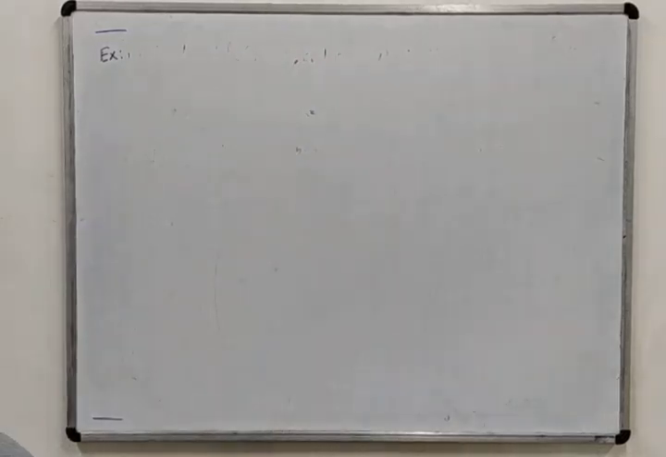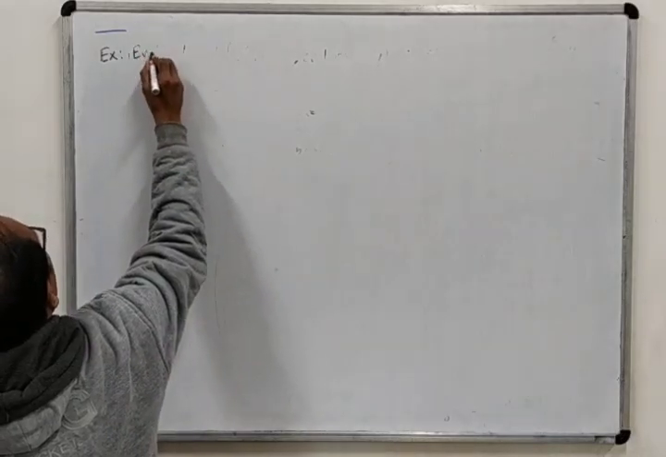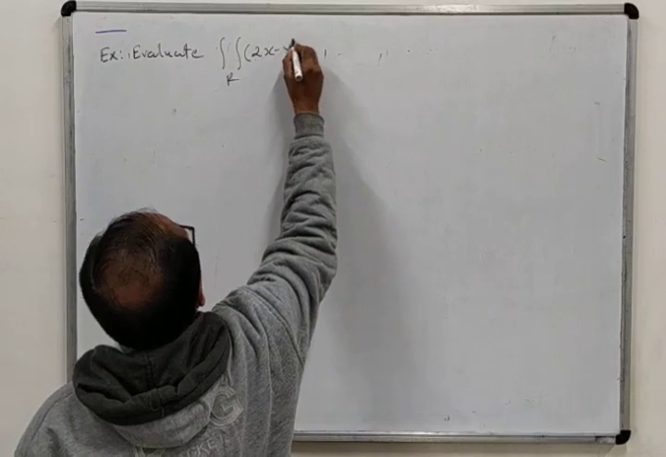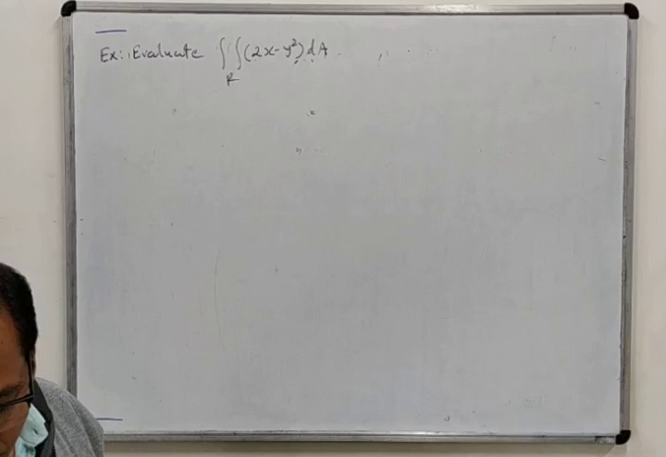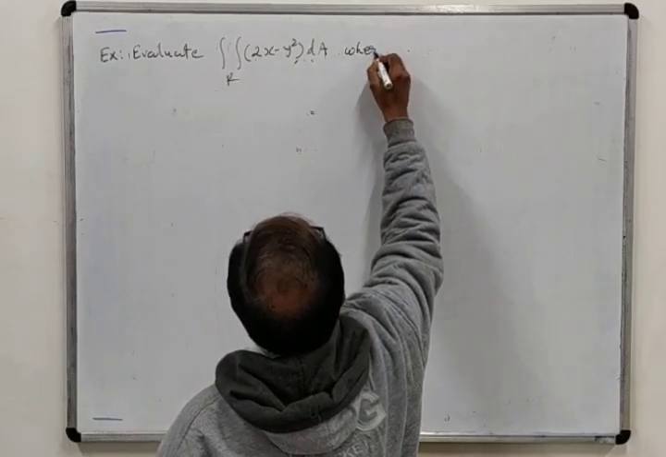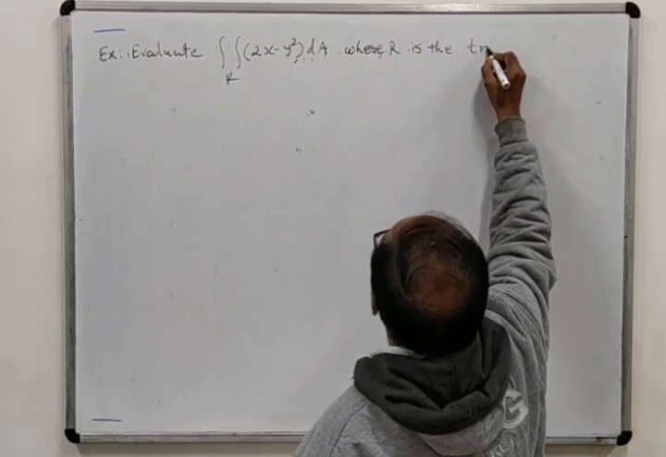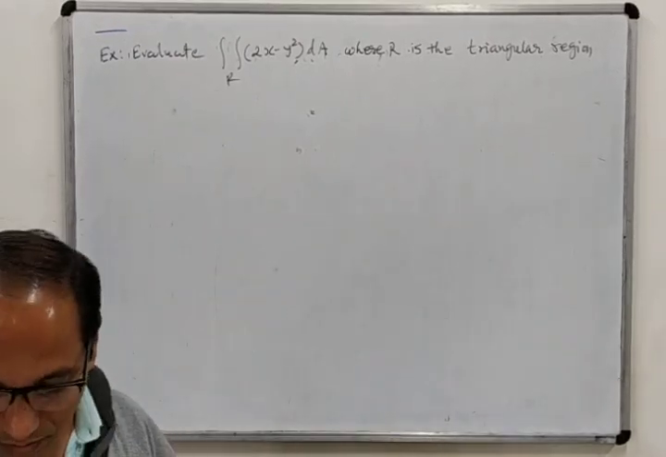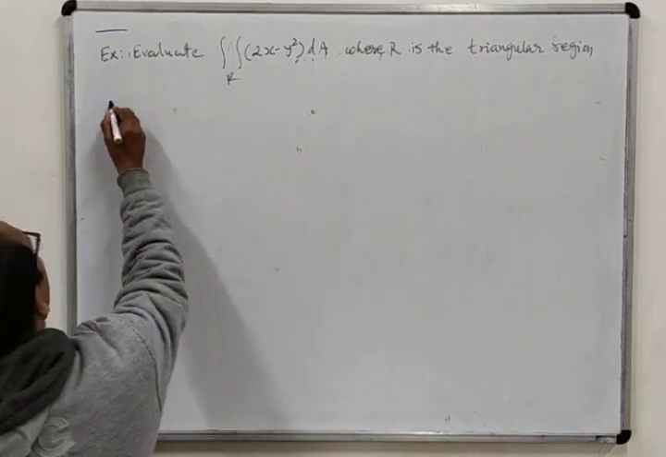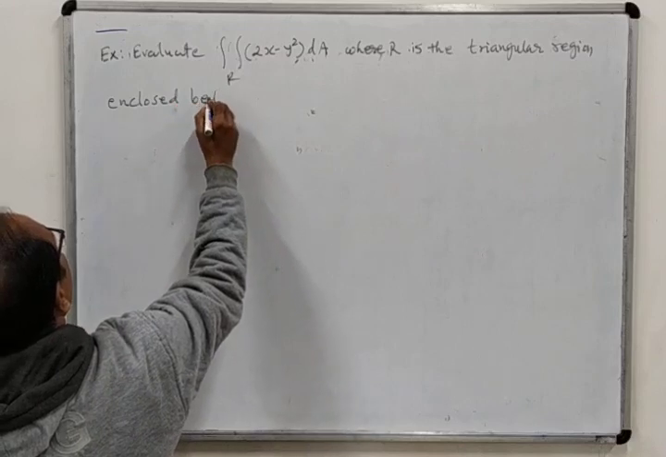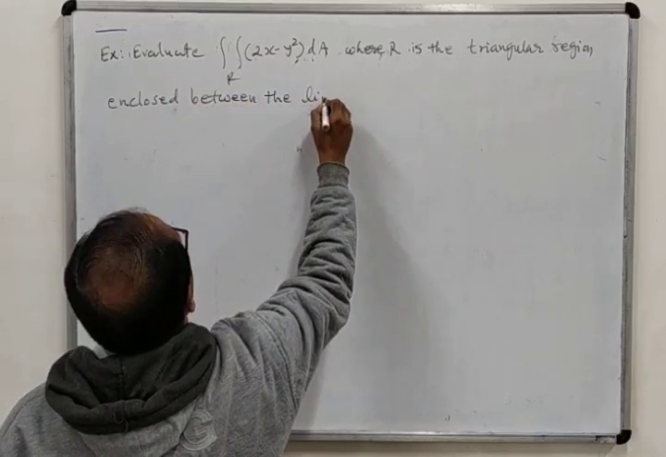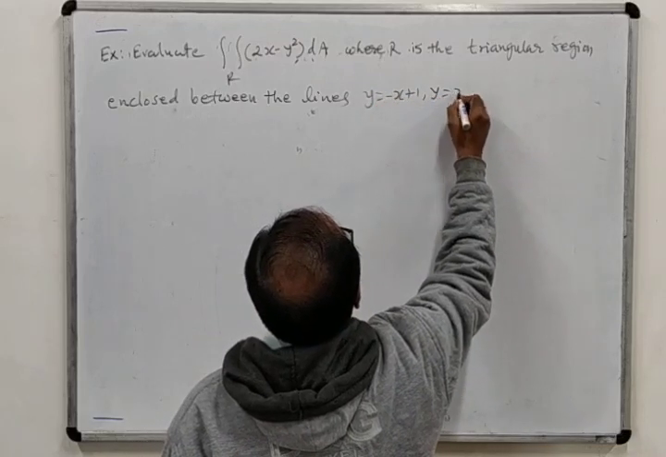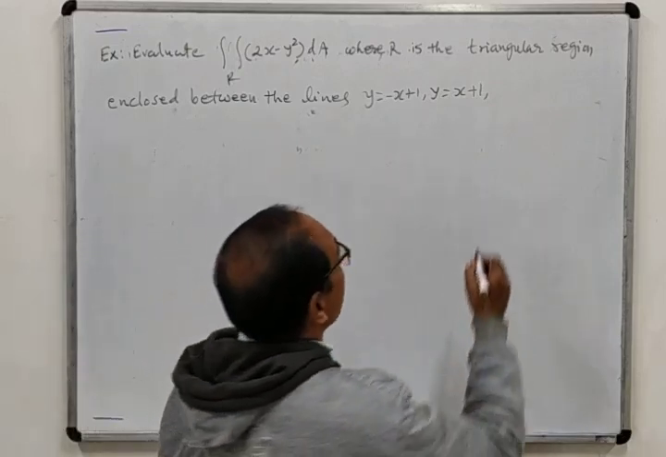Now let us see one more example. Evaluate double integration over R of (2x minus y) square dA, where R is the triangular region enclosed between the lines y equal to minus x plus 1, y equal to x plus 1, and y equal to 3.